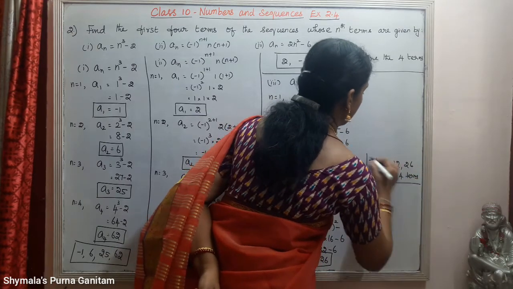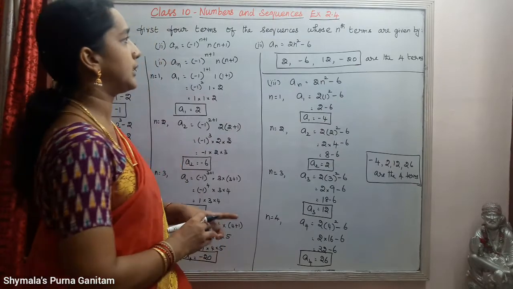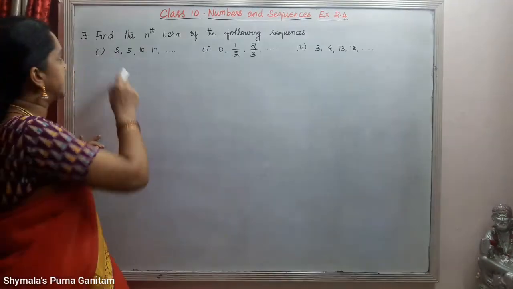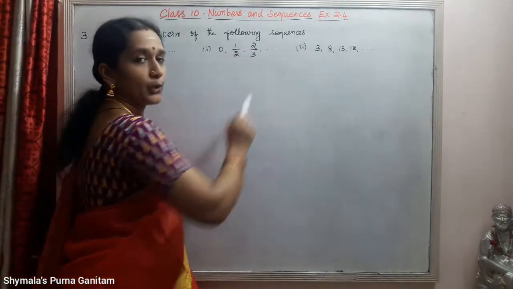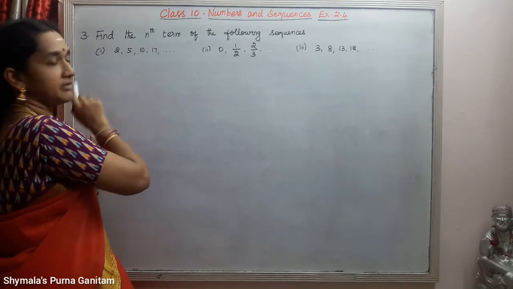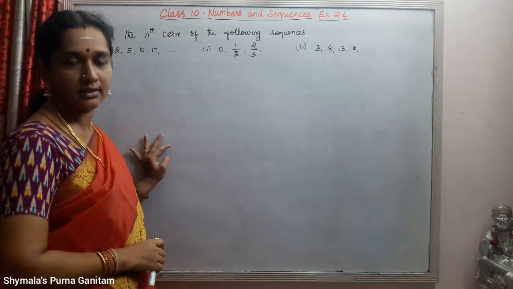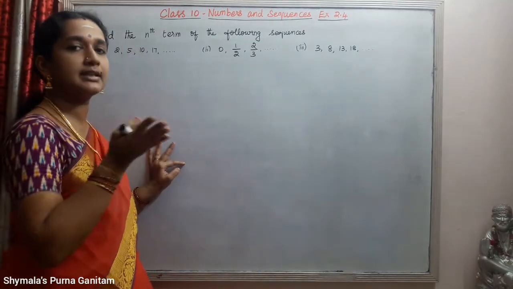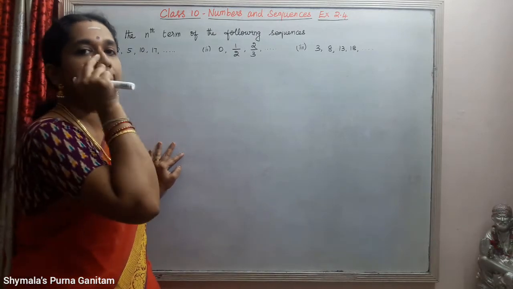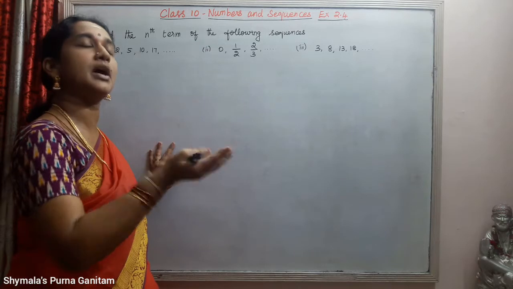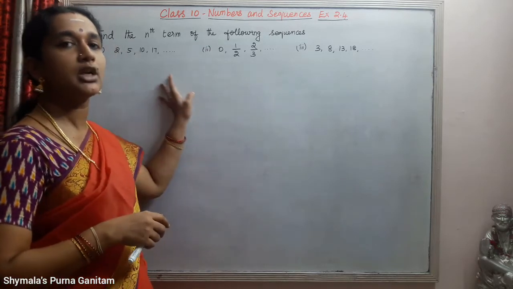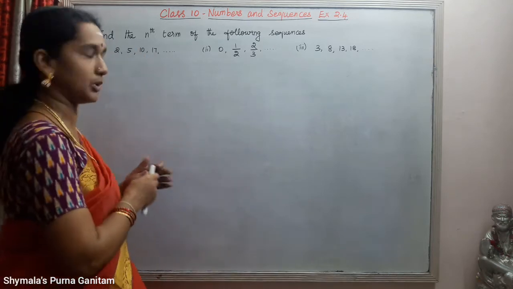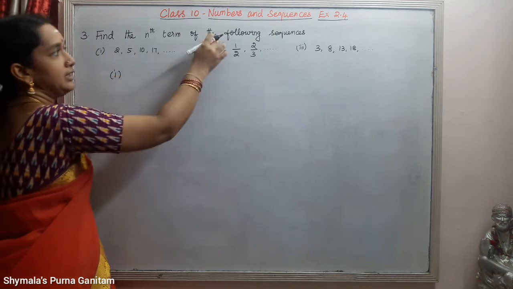So like this, if the nth term is given, whatever number of terms they are asking us to find, we can find. Next sum is, find the nth term of the following sequence: 2, 5, 10, 17. If we are asked for the 13th term, we will substitute it in the nth term and get the 13th term, instead of counting like this. So for that we need the nth term, which is the general form of any sequence.